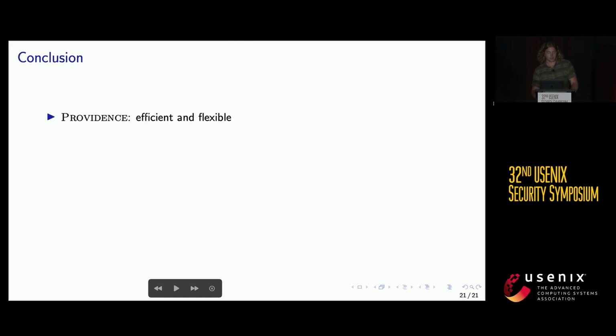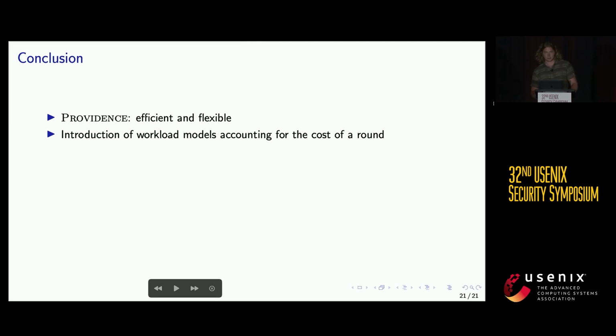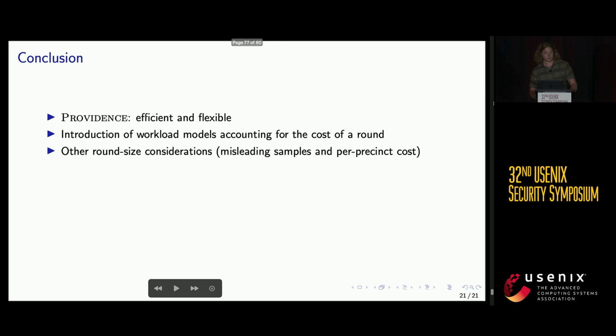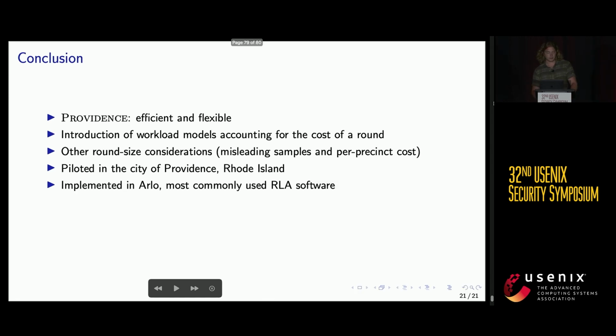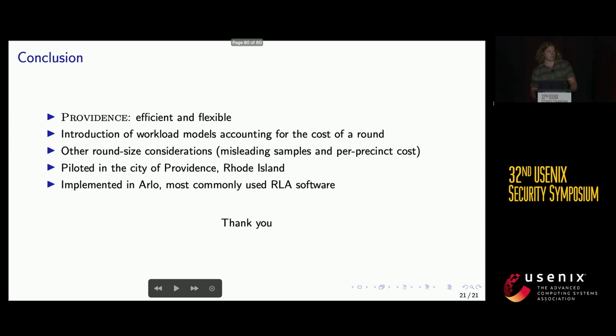So in conclusion, Providence is efficient like MINERVA, but also flexible like BRAVO. We introduce workload models accounting for the cost of a round. In the paper, we also discuss other round size considerations like misleading samples and per precinct costs. We describe its pilot use in the city of Providence, Rhode Island. And Providence is implemented in R2, which is the most commonly used RLA software. And that's it. Thank you.